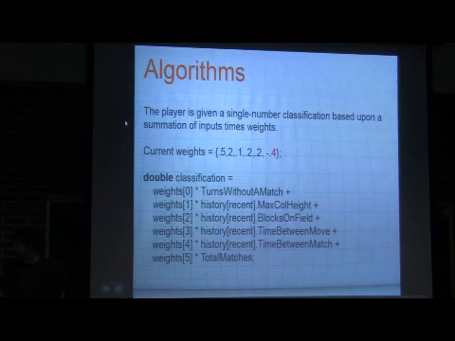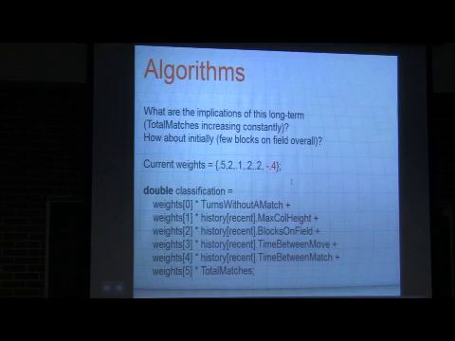What is important to note is that this weight right here, the negative 0.4, is in fact the only negative number there. So take a brief look at this, the next slide. What does that negative 0.4 actually mean for the long-term implication of this game?